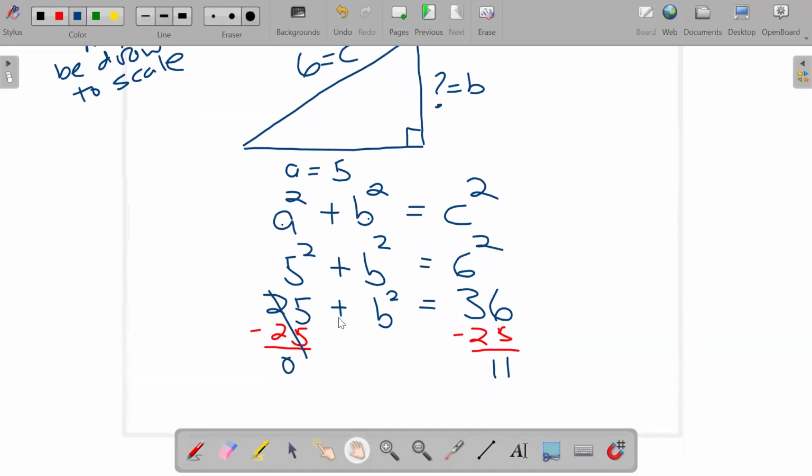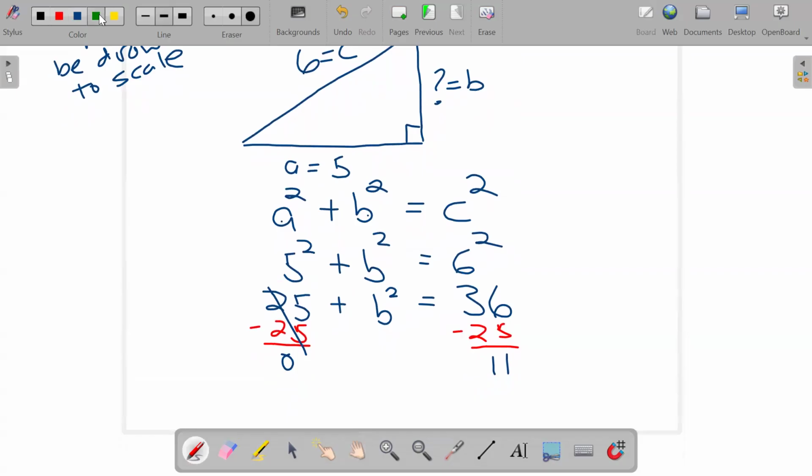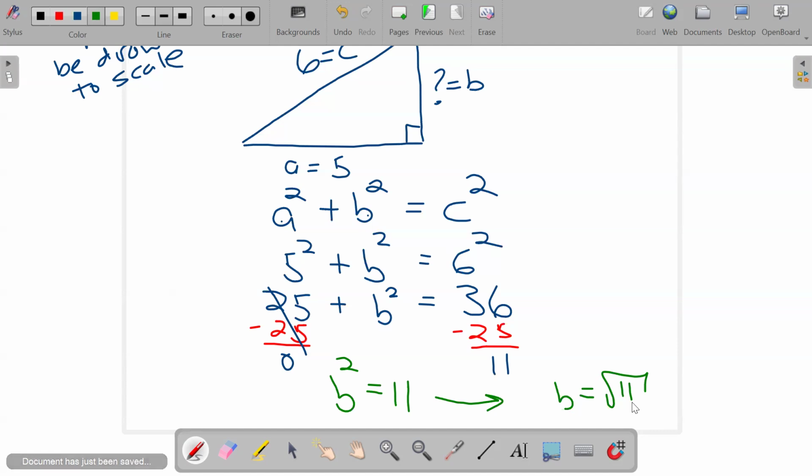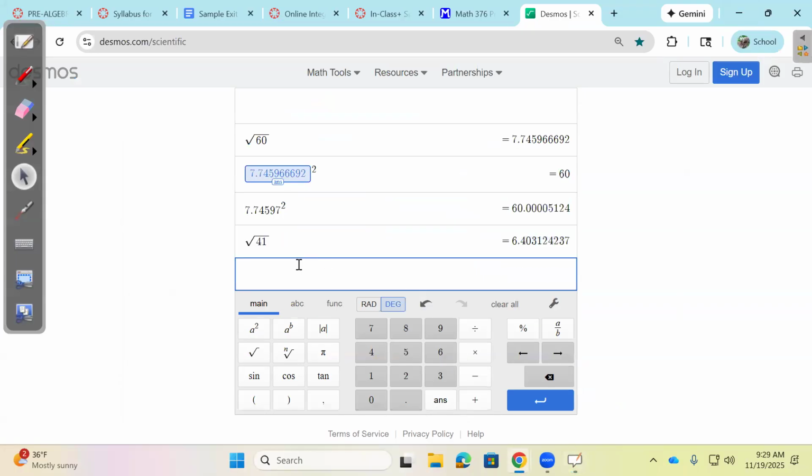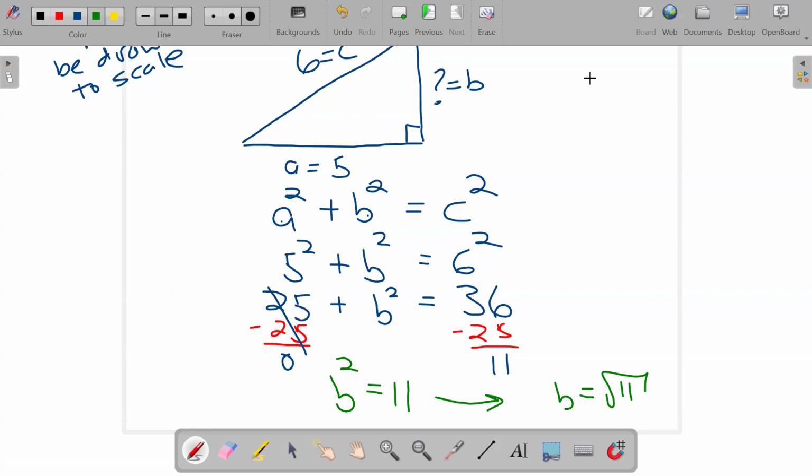Get a little more room there. So now I have b squared is 11, which means b has to be the square root of 11. What number can I multiply by itself to get 11? Well, 3 times 3 is 9, so it's bigger than 3. So I'm going to ask the calculator, since it's not a perfect square that I recognize. It's 3.32 if I go to 2 decimal places.